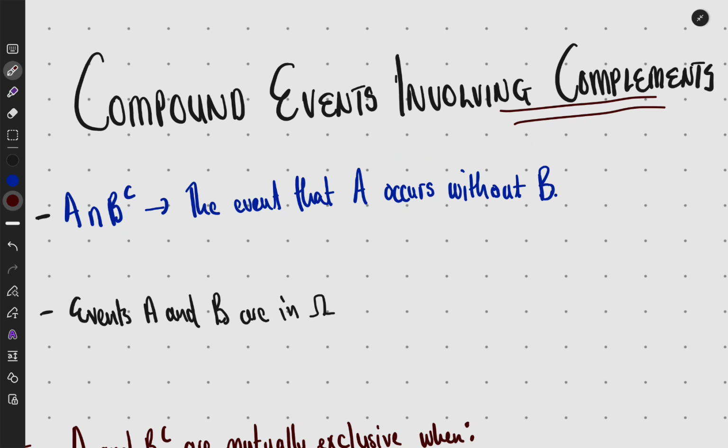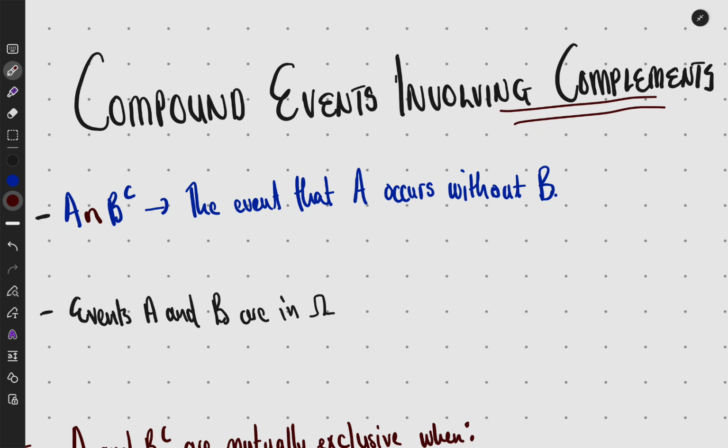Now here we are talking about compound events that involve complements. What is it? You'll be having something like this: B complement, and it is in here an operation. You can see that this is A intersection B complement. What does this mean? Well, this is an example of what we are going to have. We're going to have this, and we're going to have A union B complement.